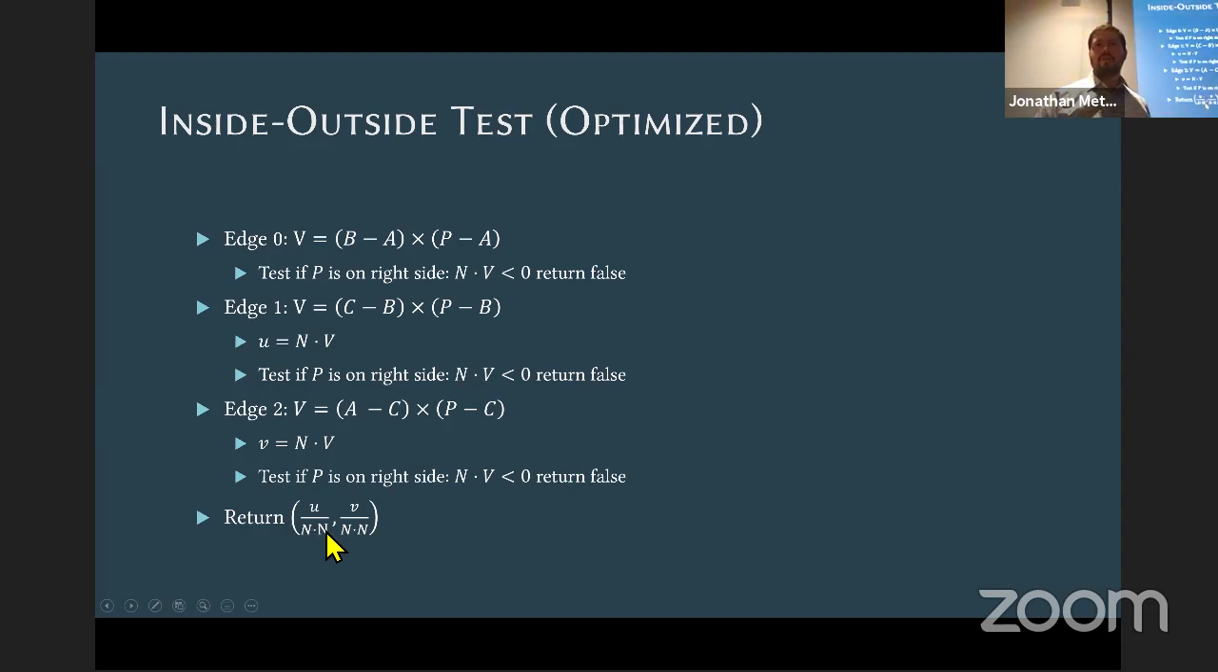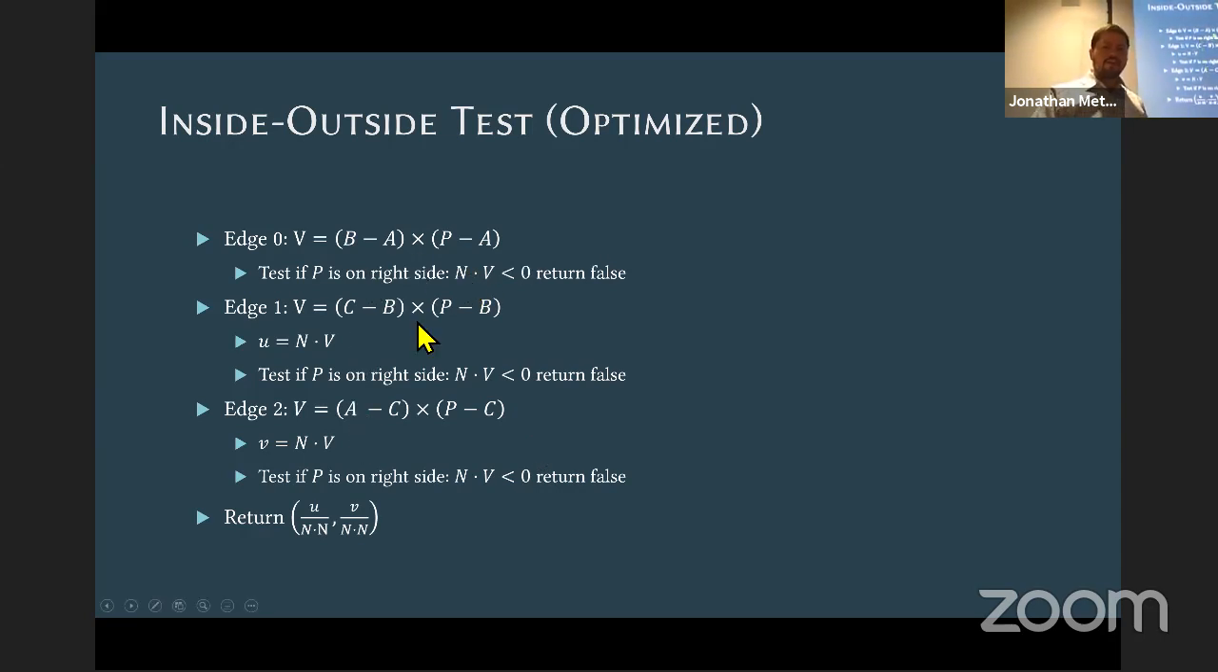That's what n dot n represents: the area of the triangle, or twice, or half the area of the triangle, it represents twice the area of the triangle. All right, so that's how we do the inside-outside test. So this tells us if we're all less than 0, then we can return false. And there's a reason why we do this.